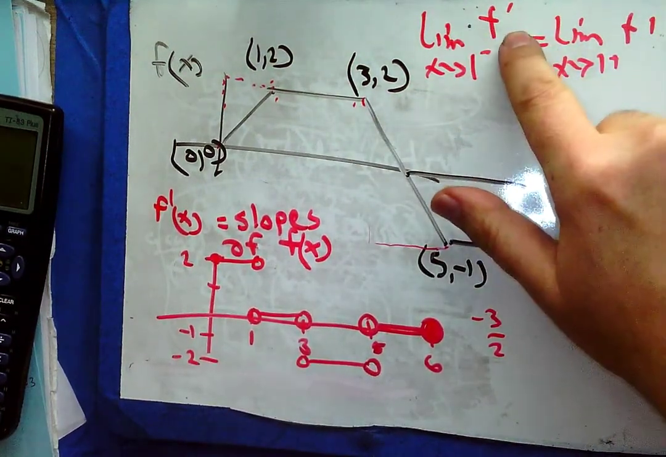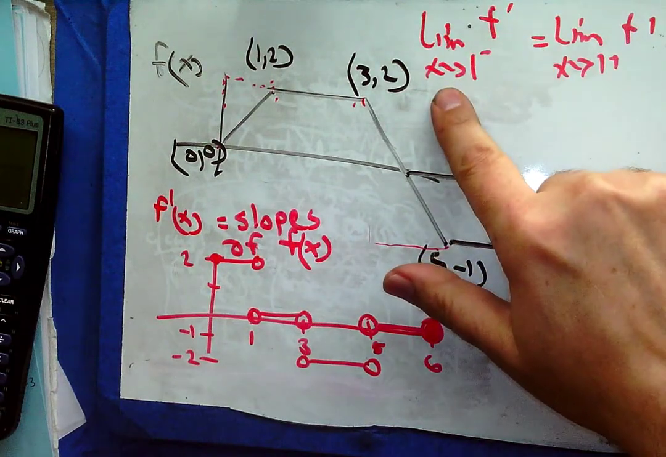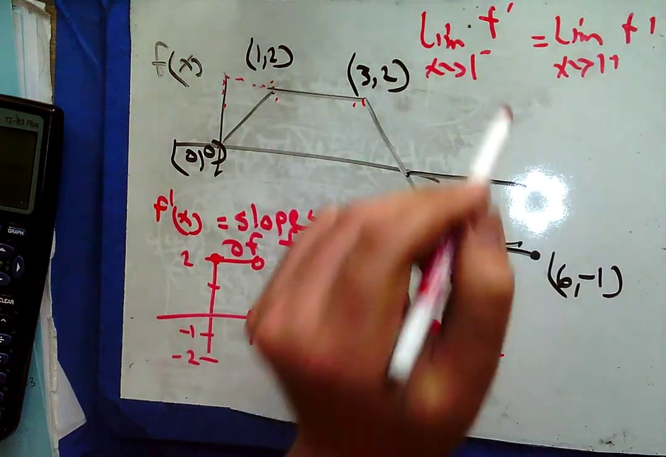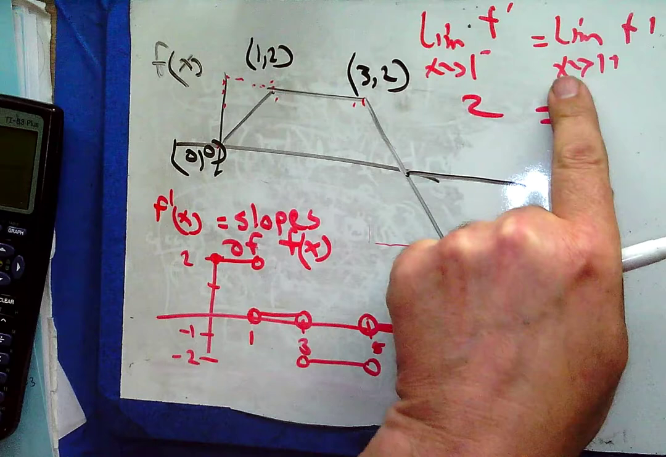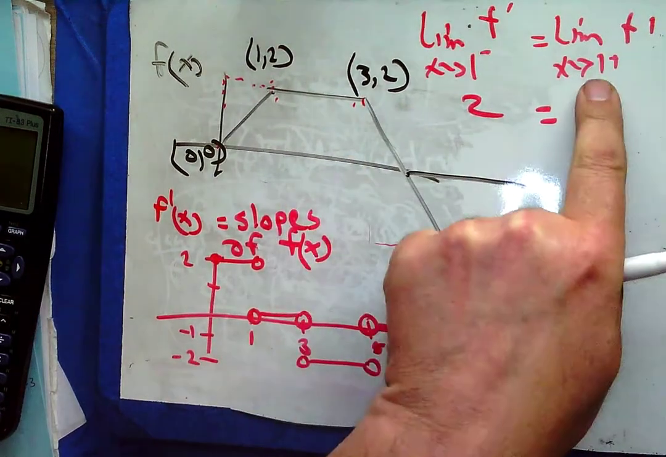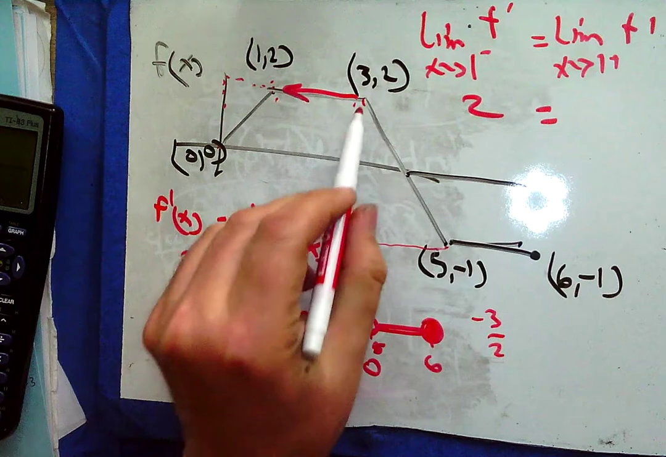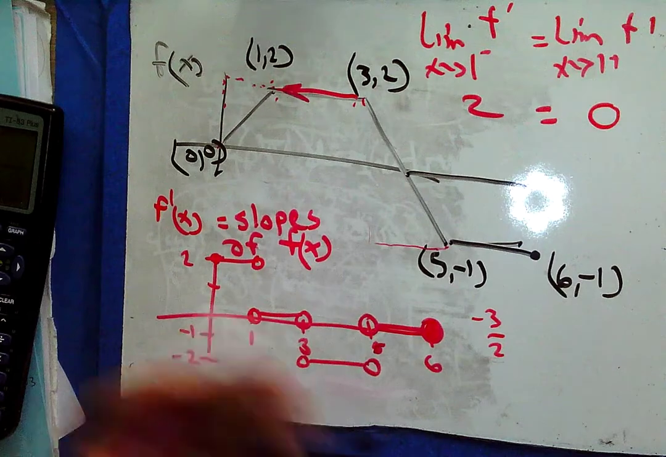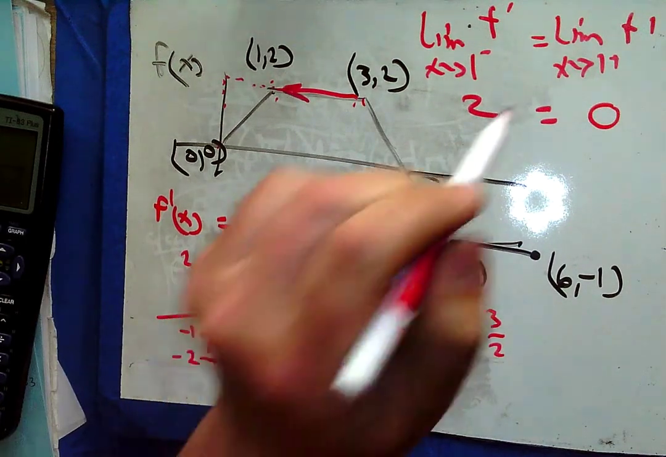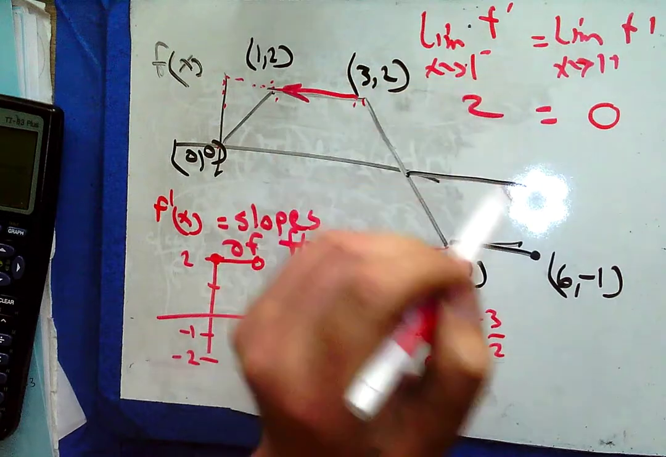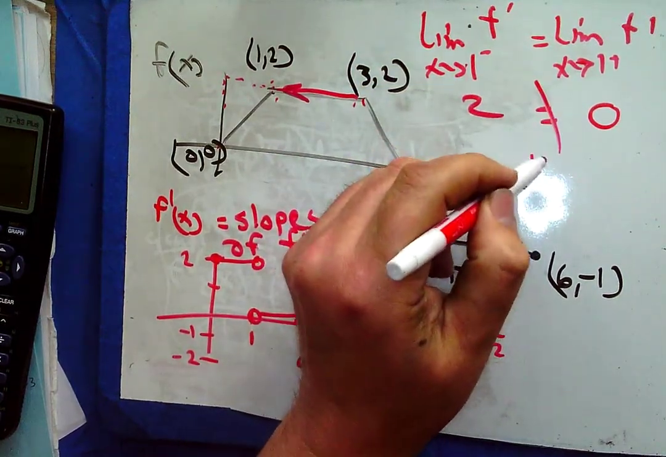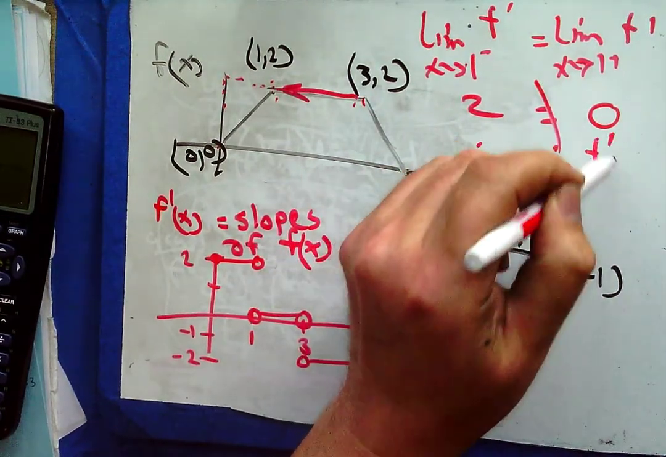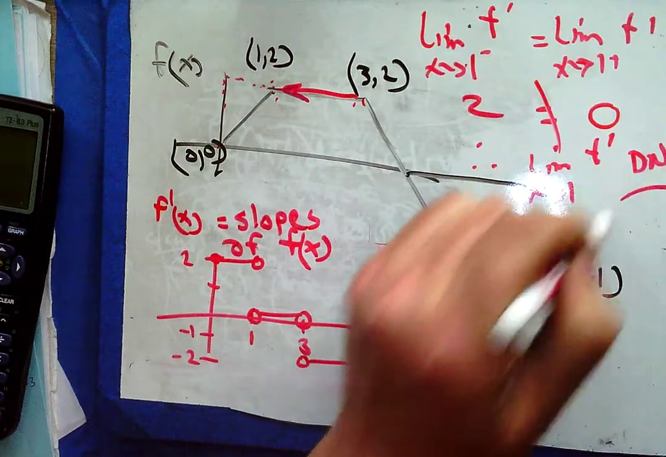That means the limit of the slopes. What can we say about the slopes as we approach 1 from the negative side? Well, we said the slopes over here were 2. And as I approach 1 from the positive side, the slopes are 0. Does 2 equal 0? No, the limit of the slopes is not the same. And because the limit of the slopes from both sides is not the same, therefore, the limit as x approaches 1 of f prime does not exist.